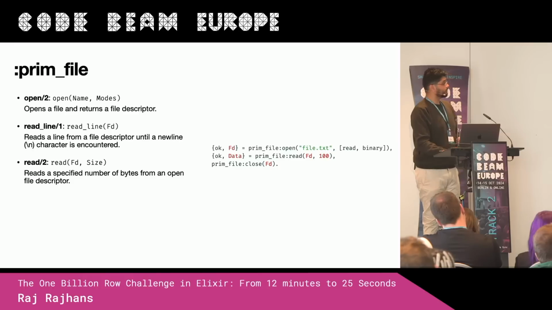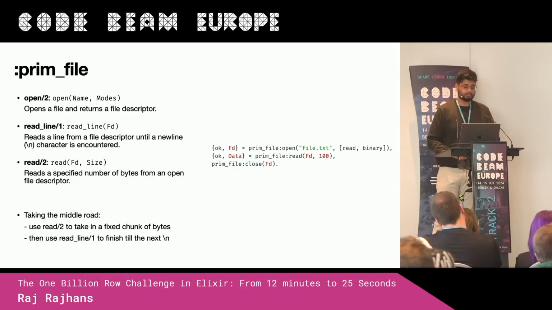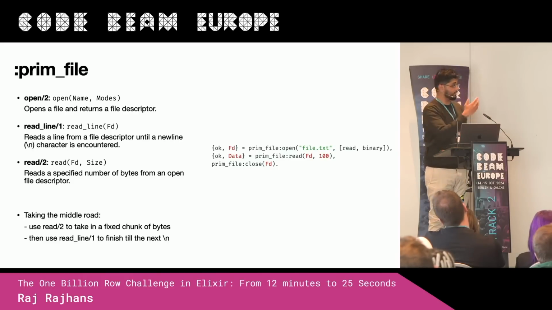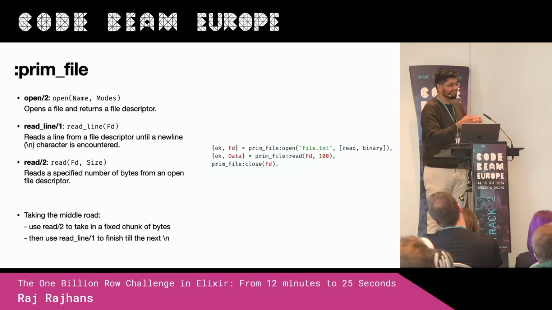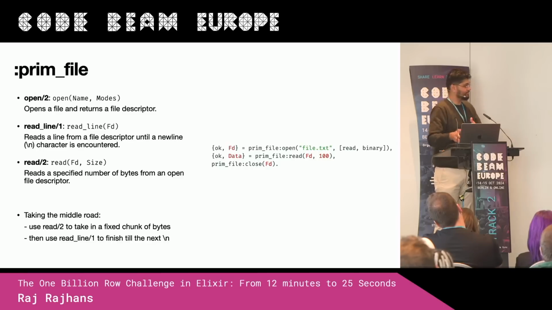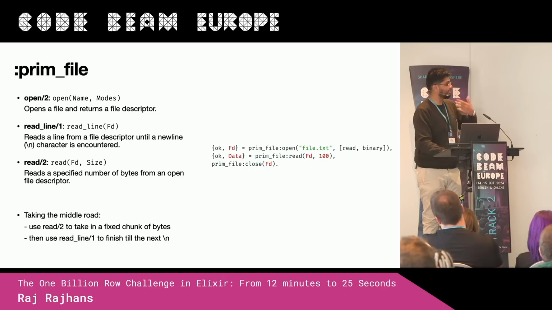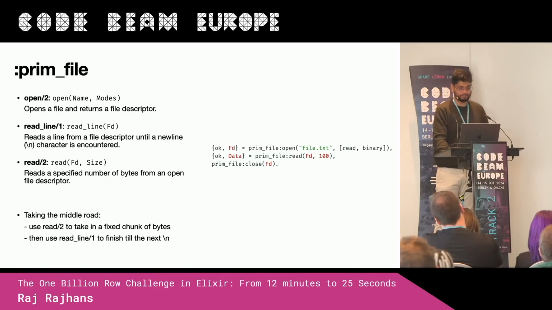Okay, so now you probably know where this is going. I thought, why not take the middle road? You just use read to take in a fixed number of bytes, and then use readline to make sure that you have a complete measurement. So we don't need to do readline every time just because we need complete measurements.